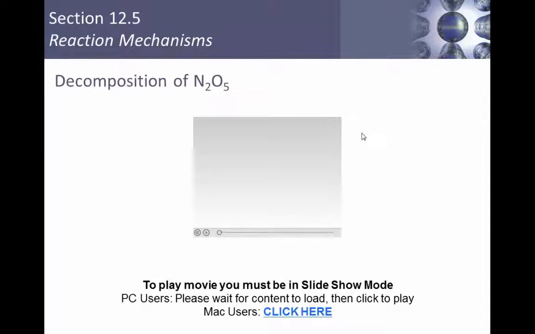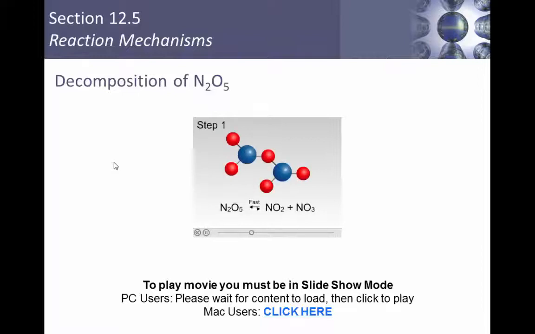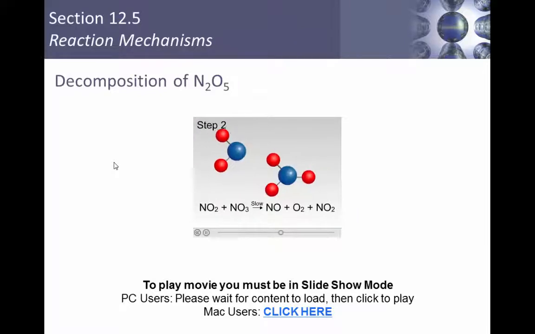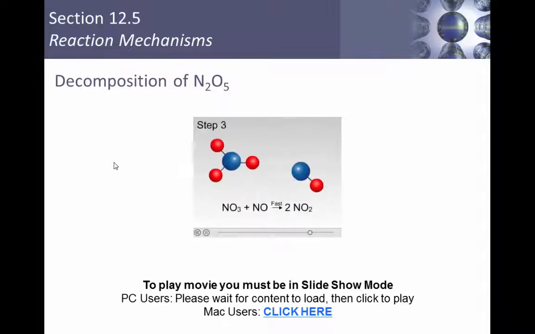Here's an example of dinitrogen pentoxide decomposition, so you can see it playing out the series of steps. The decomposition of dinitrogen pentoxide is believed to follow a three-step mechanism. Step 1 is a fast equilibrium. Step 2 is the slow rate-limiting step. Step 3 is another fast step. Now let's look at the next slide.